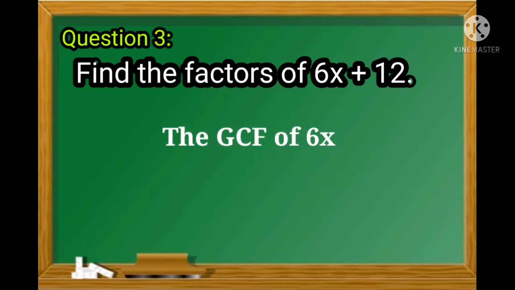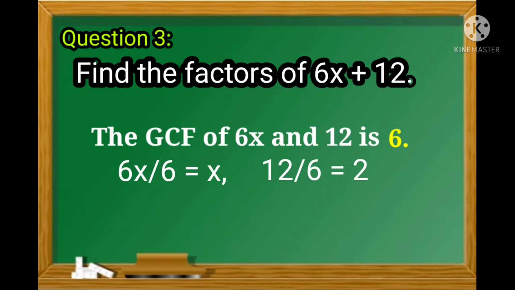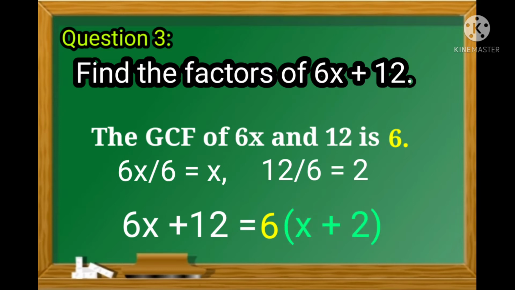The GCF of 6x and 12 is 6. Then each term of the polynomial will be divided by its GCF. That is 6x divided by 6 is equal to x, and 12 divided by 6 is equal to 2. Therefore, the factors of 6x plus 12 are 6 as our first factor, which is our GCF, and x plus 2 as our second factor.